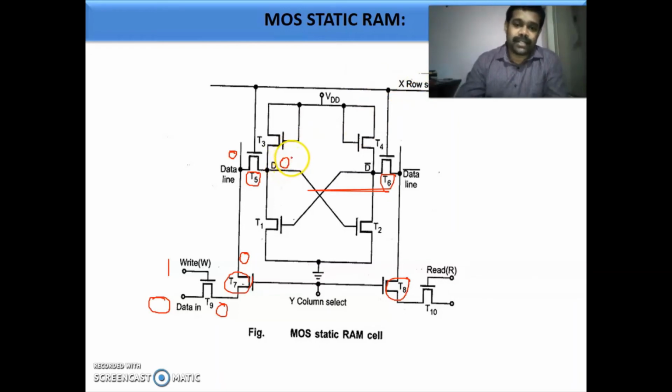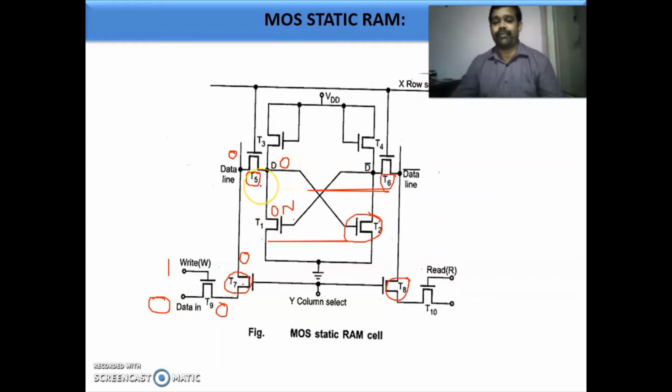Since I am getting 0 at this point, T2 is becoming off and T1 is on. So when you are writing a logic 0, T1 is on and T2 is off. When you are writing logic 1, T2 is on and T1 is off. Okay, this is the condition for data writing, the write operation.